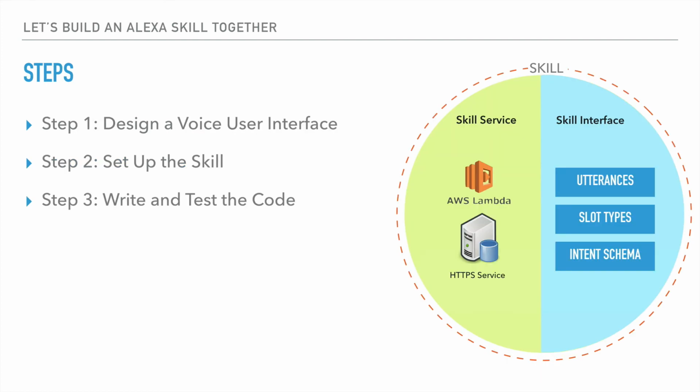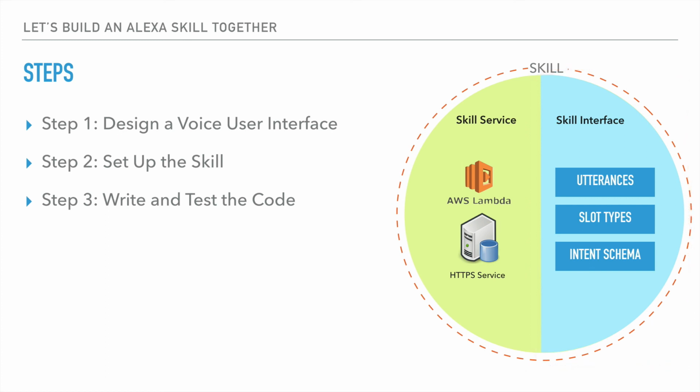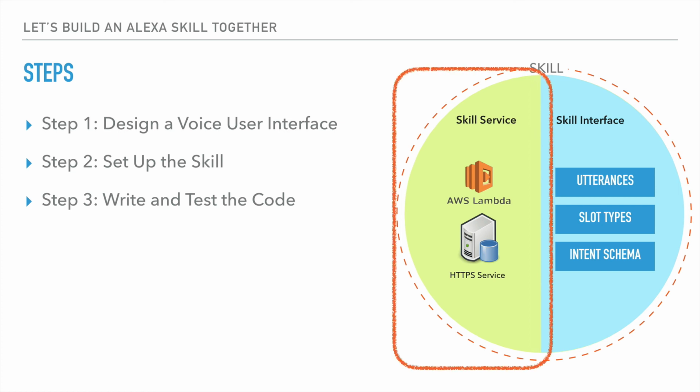All right, the steps we're going to take to build this skill today. We're first going to design a voice user interface. And again, this is on the right-hand side: the utterances, slot types, intent schema. This lives in the developer portal. Then we'll set up the skill just by getting this all glued together. And then finally, we'll write and test the code. This is the C# stuff. This will live in AWS Lambda. We'll be using Visual Studio for this part.